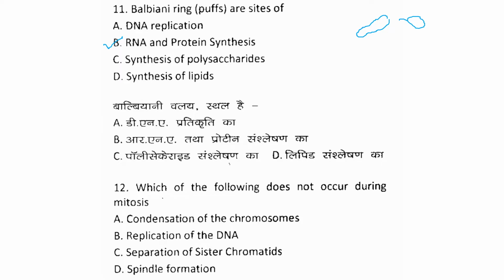Next question is, which of the following does not occur during mitosis? Condensation of chromosomes takes place during the prophase. Replication of the DNA takes place during the S phase, and spindle formation takes place in the mitotic phase. Separation of the sister chromatids does not take place during mitosis. So the correct answer will be C. Separation of sister chromatids takes place during meiosis 2.